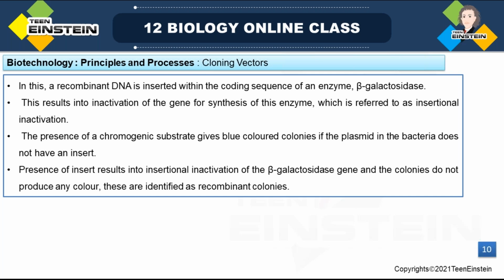See, for an example, let's see how that chromogenic substrate works. Here, a recombinant DNA is inserted within the coding sequence of an enzyme, beta galactosidase.